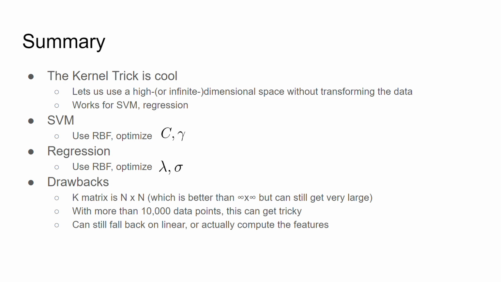Drawbacks: pretty much the same drawbacks that we've been talking about. The K matrix is big. It's n by n, which is better than infinite by infinite, and we effectively get an infinite number of dimensions out of it, but that's still pretty big. 10,000 data points, maybe 100,000, is sort of an upper limit, but it can work very, very well. And you can get away with things like, if I have 1 million data points, I'll put 1% of them in my training data and 99% in my test data, and now I only have to work with 10,000 data points. So you can play games like that.